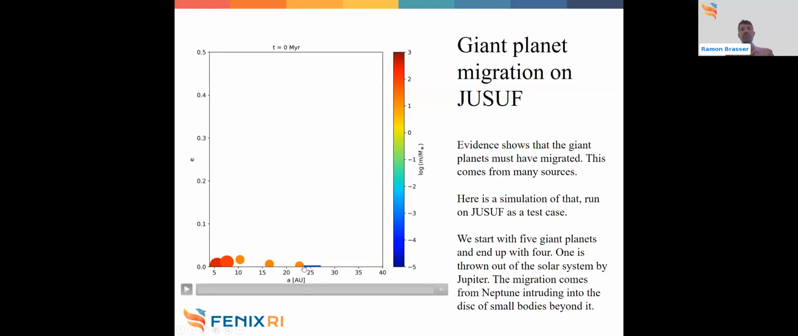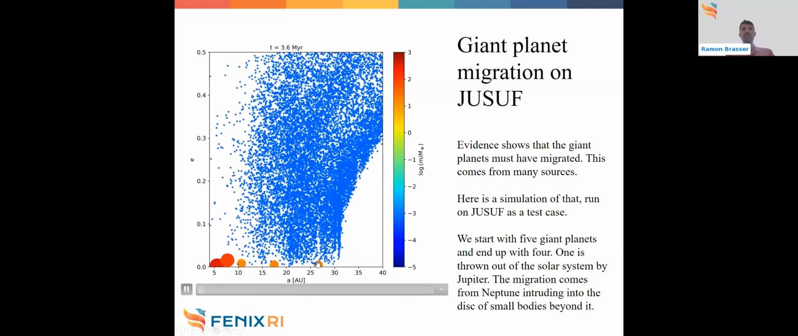And I start with a disk of planetesimals beyond the outermost ice giant. So this planet will end up being Neptune, this one will end up being Uranus, and here in this region, I have 20 Earth masses of small bodies, right? So I just put this on JUSUF and we just watch what happens.